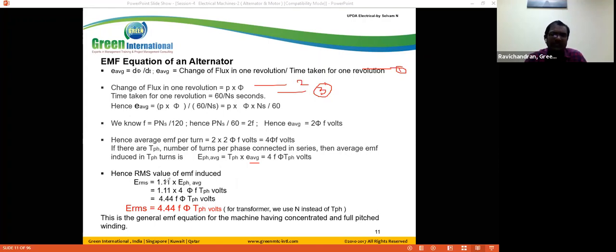So E RMS is equal to 1.11 times this value. So we have E RMS equal to 4.44 f Φ Tp volts. If you write the term Tp, it's the EMF equation for the alternator. If you write N, this is the equation for the transformer. So for the transformer we use N instead of Tp. Tp is turns per phase.